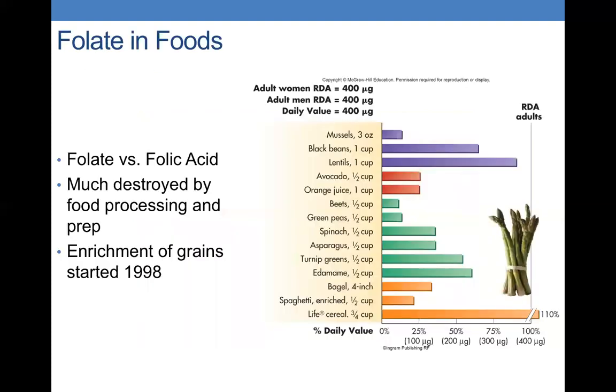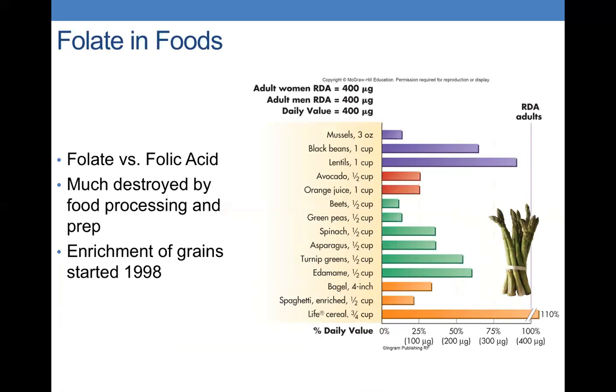So I mentioned folate versus folic acid. Folate can be destroyed by processing and prep. It's susceptible to heat, oxidation, UV light, and as much as 90% of the folate can actually be destroyed by these processes. So it can be good to eat some of these vegetables very lightly cooked or even fresh or raw at times. The RDA for folate is expressed in dietary folate equivalents, or DFEs, and this accounts for the difference in absorption of food folate and synthetic folate.